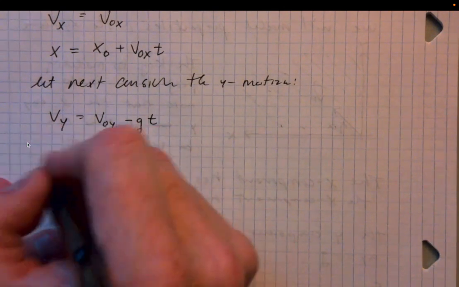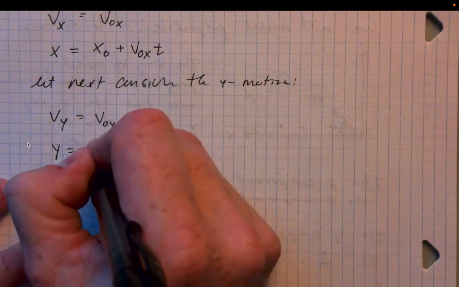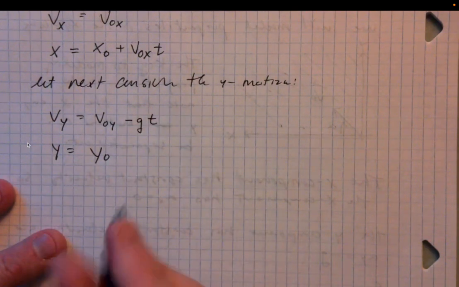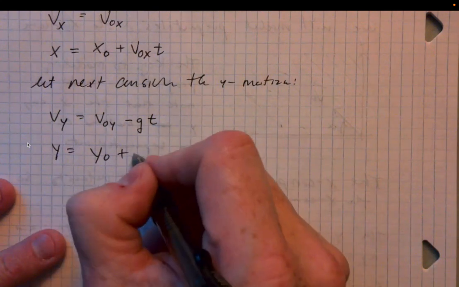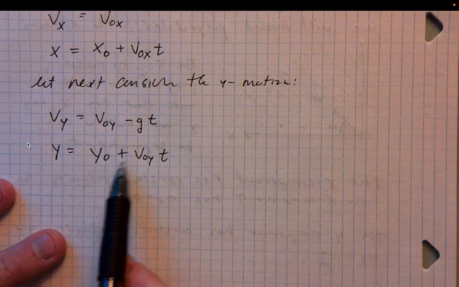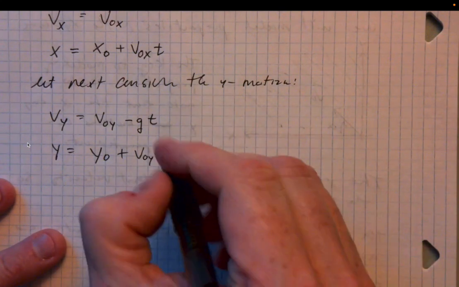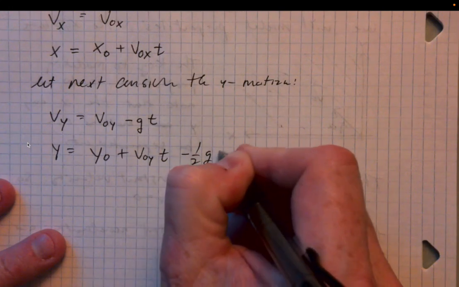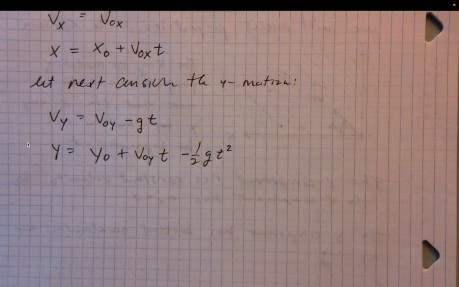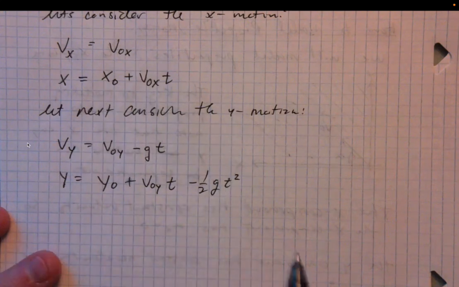And what about the position? Well, y would be equal to its initial position, y naught, plus V naught y times t. So its initial position plus its initial velocity times time plus the acceleration term, right? So that would be minus 1/2 gt squared. So this is the setup you would want to start with.